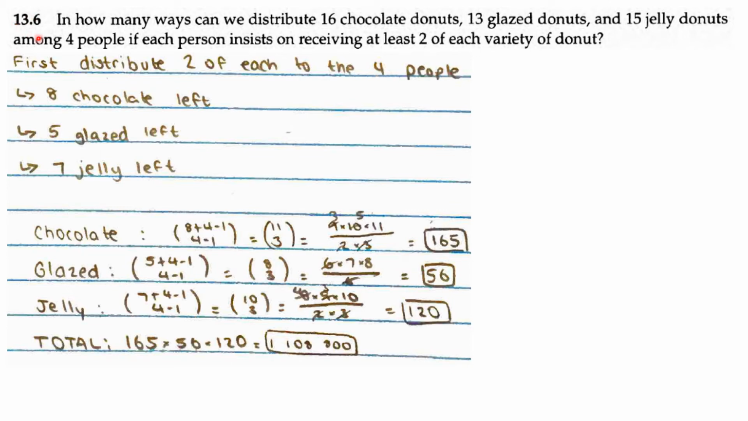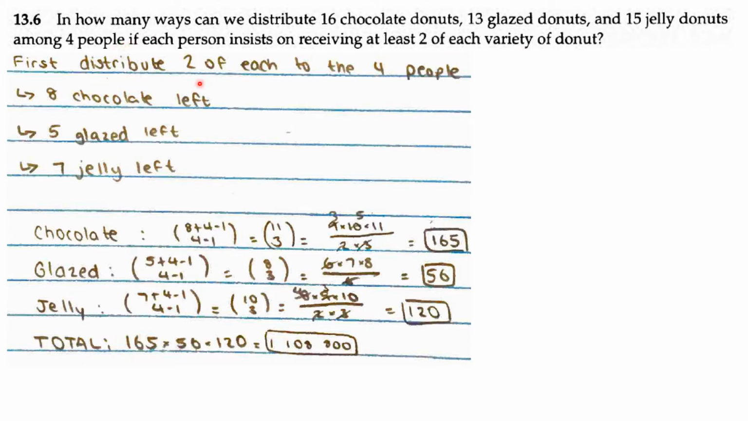AoPS counting and probability 13.6. In how many ways can we distribute 16 chocolate donuts, 13 glazed donuts, and 15 jelly donuts among 4 people if each person insists on receiving at least 2 of each variety of donut?